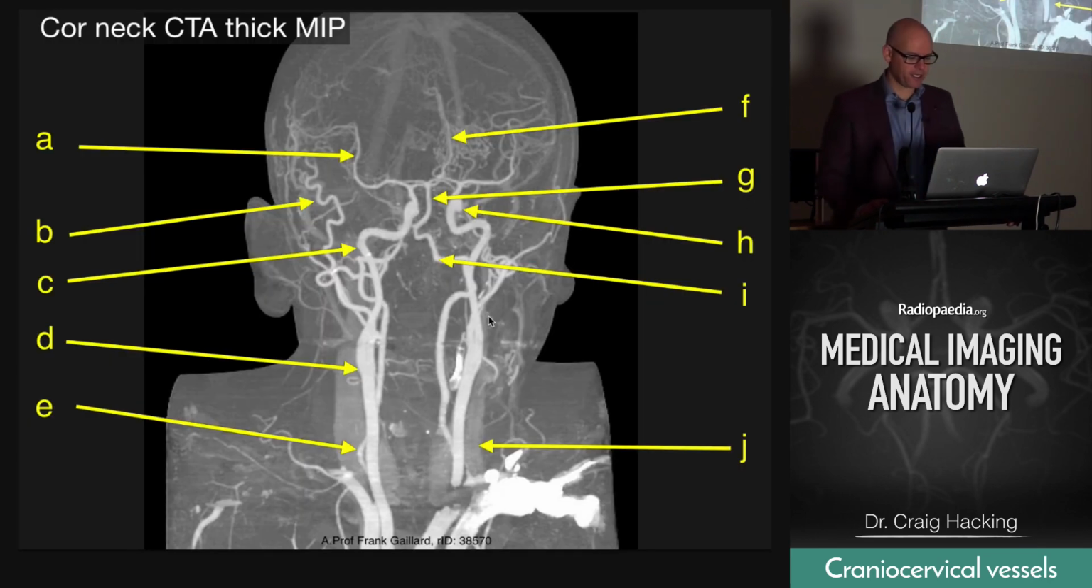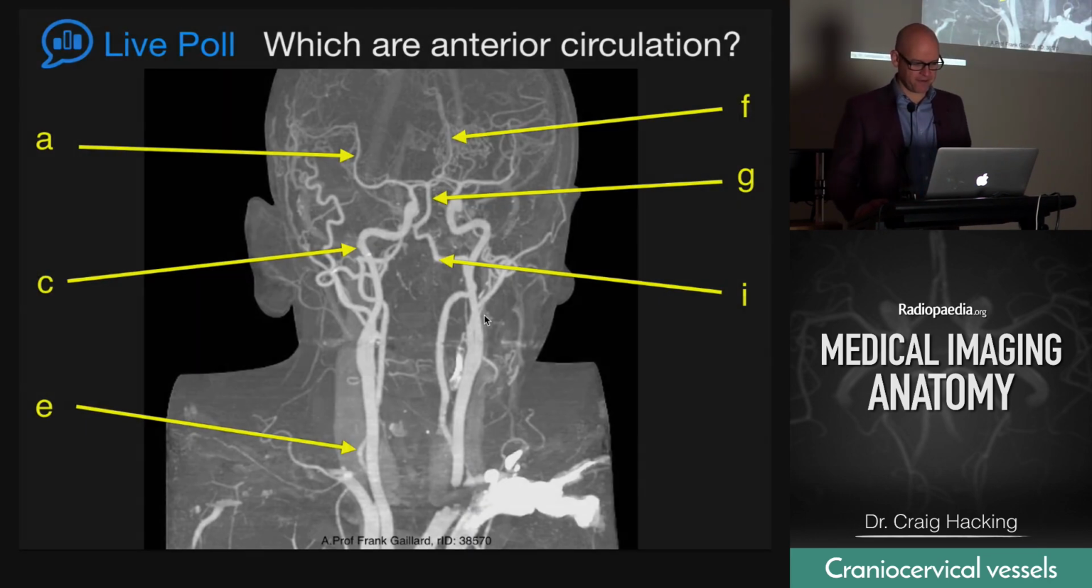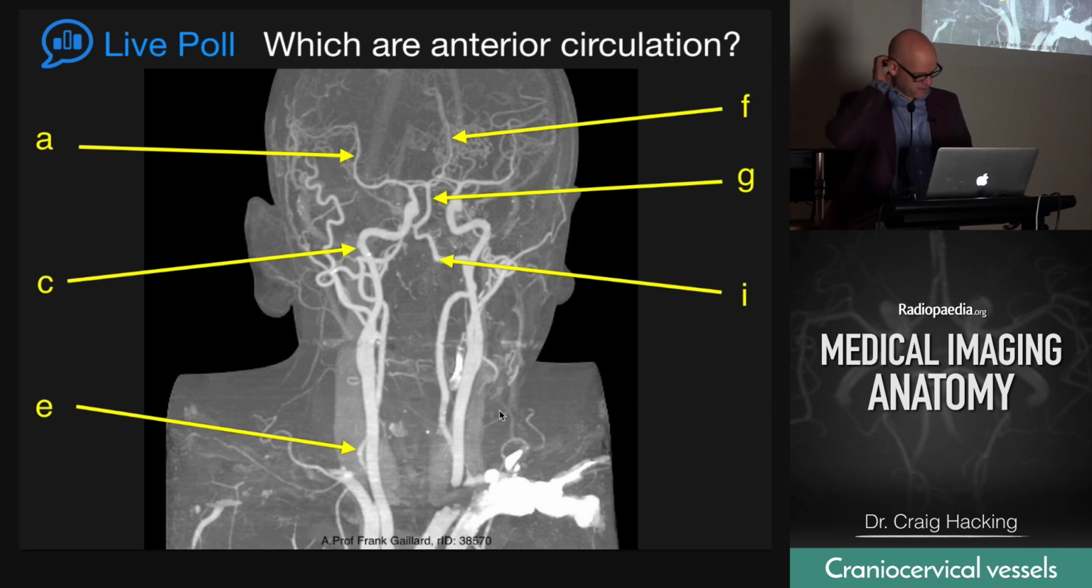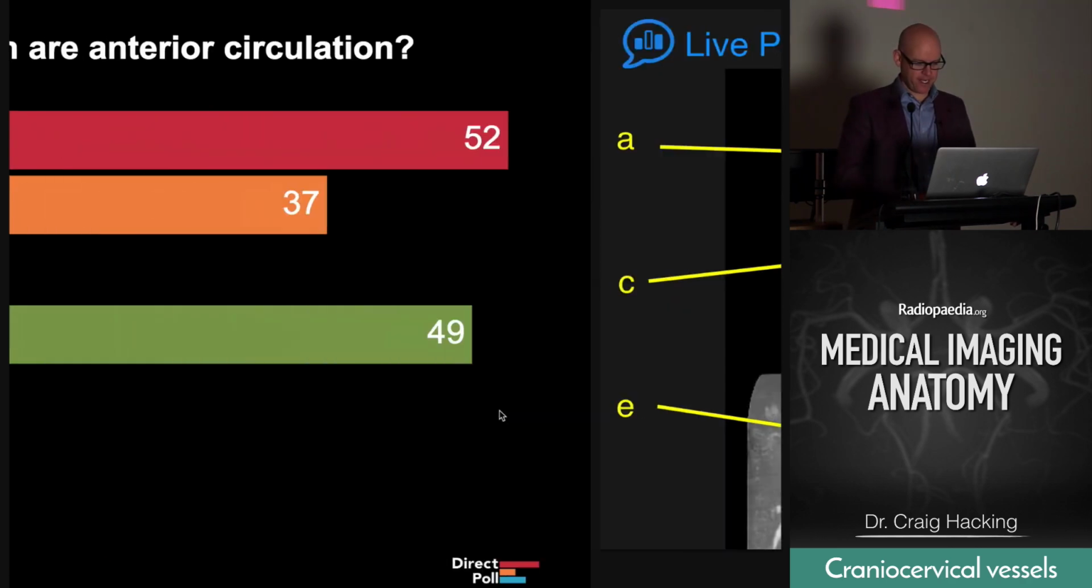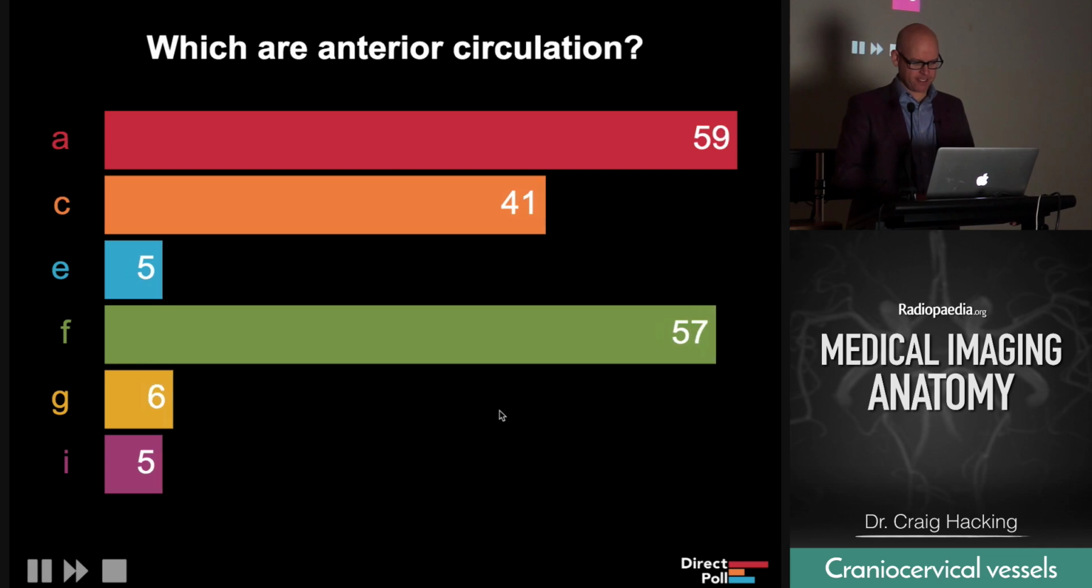Here's a case that we would have shown you. Grab your phones out. Another question for you. Which of these, you can choose multiple, which of these are in the anterior circulation? Which of these are from the anterior, not the posterior? Anterior circulation. A, C, E, F, G, I. How are we going? Nailing it? Yeah, we're getting some. A, C, and F are winning.